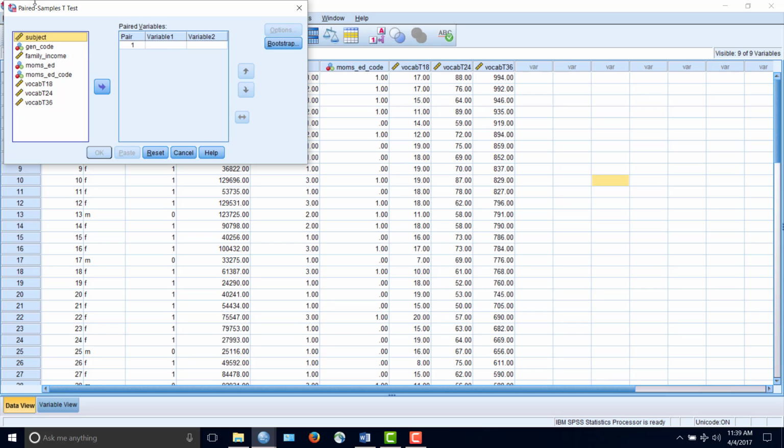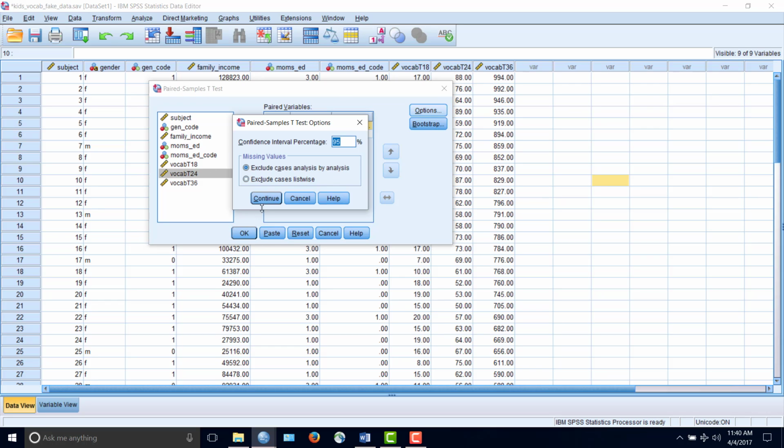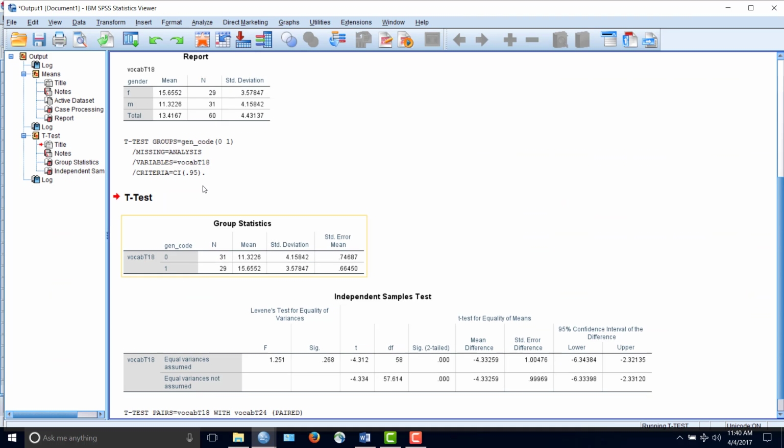So when we do a paired samples t-test, that GUI looks very different. Here you see that you have one pair, and we're going to compare this variable with this variable. So I'm going to look at whether or not there's a difference between 18-month vocabulary and 24-month vocabulary. So what this test will tell us is whether or not, between that six more months of development, between being 1.5 years old to 2 years old, kids have a difference in terms of their vocabulary. So that's all fine and good, and I'm going to go ahead and click OK.